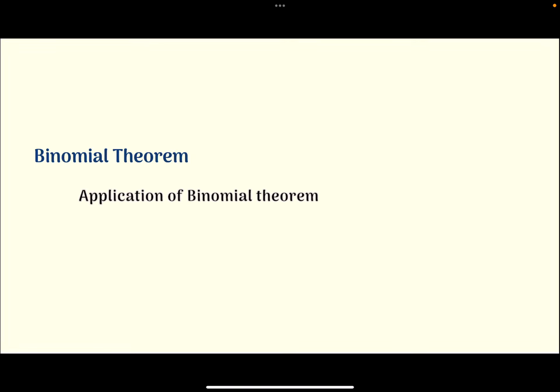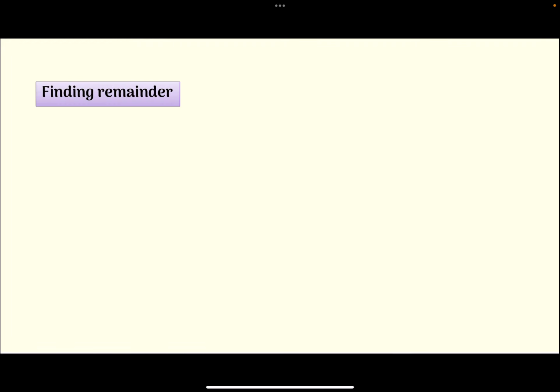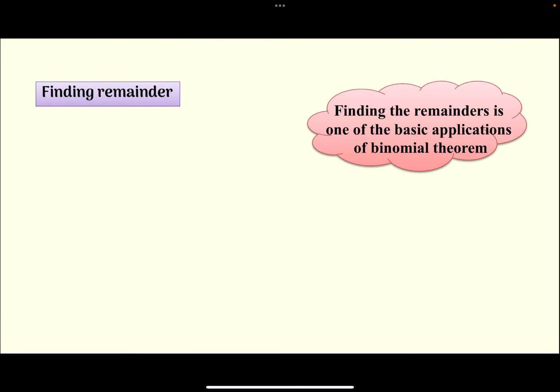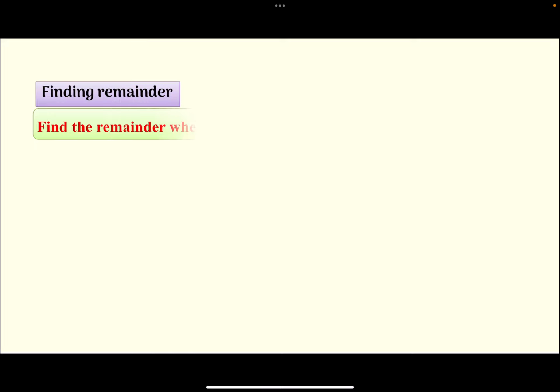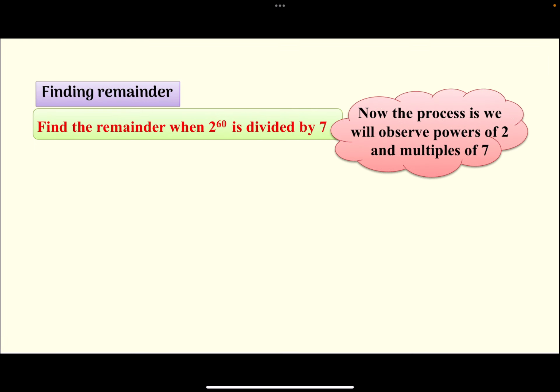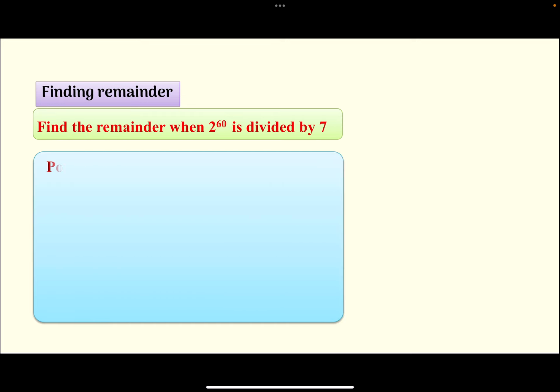So let us start with the next part, application of binomial theorem. It helps to find remainders. Find the remainder when 2 raised to 60 is divided by 7. Now the process is, we will observe powers of 2 and multiples of 7.